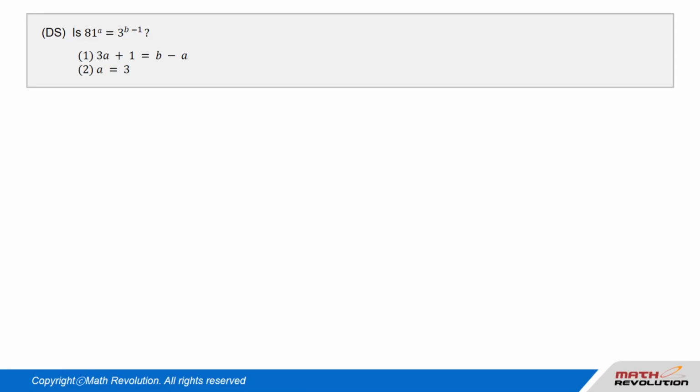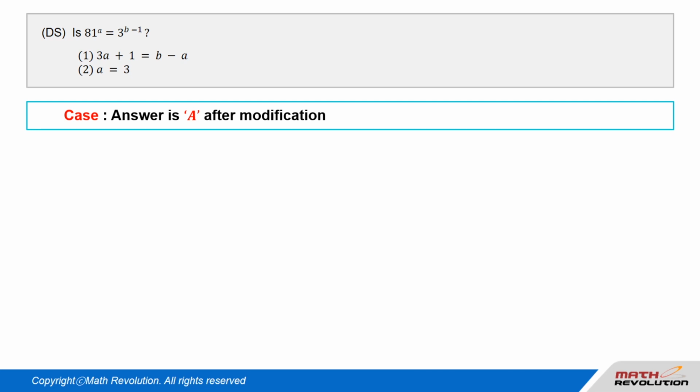Question 3. Cases where the answer is A after modifications. DS. Is 81 to the power of A equal to 3 to the power of B minus 1? Condition 1. 3 times A plus 1 equals B minus A. Condition 2. A equals 3.